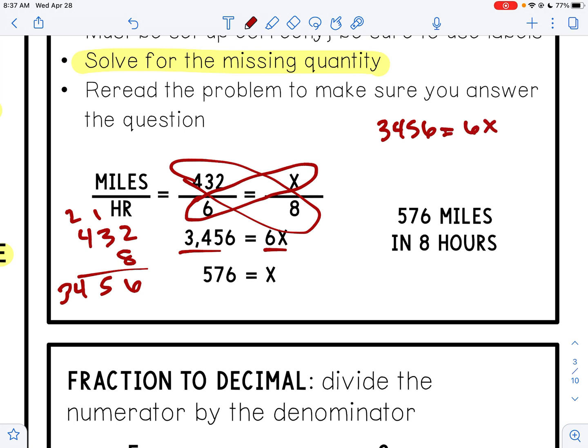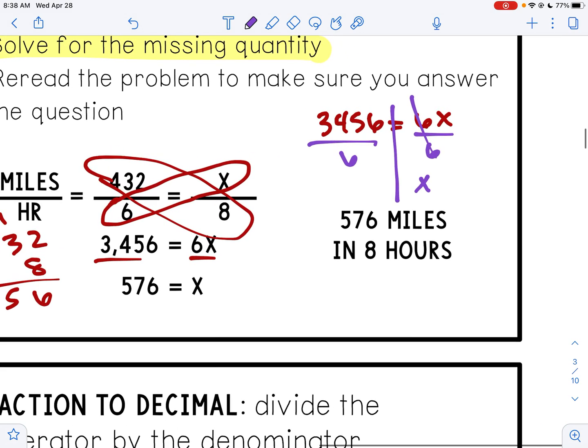So hopefully you remember how to solve this problem. Our goal is we want to get that x by itself. So I'm going to draw my line. And I know that when a number is directly next to a letter, that means that the operation is multiplication. So in order to get rid of multiplication, I have to divide both sides by 6. So that means x is left on one side, and I have to solve this.